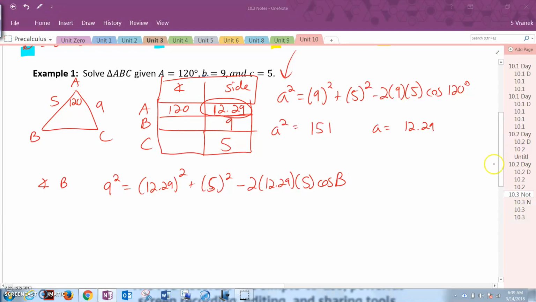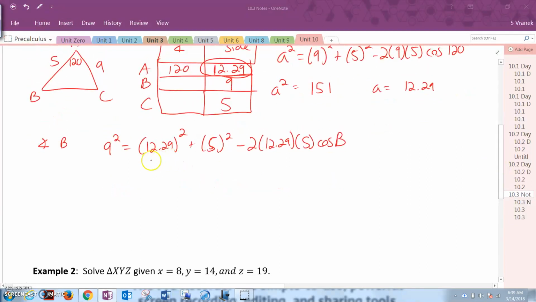So what you want to do is be careful with your order of operations here. You want to make sure that you keep this separate from that number. So if I do 12.29 squared plus 25, which is 5 squared, this number becomes 176.0441. The other number becomes 122.9 cosine of B. And of course 9 squared is 81.